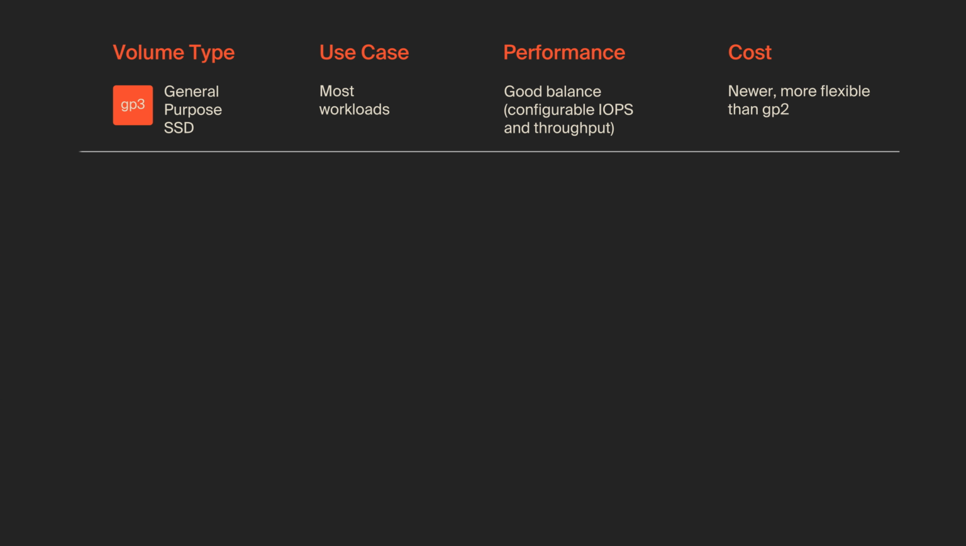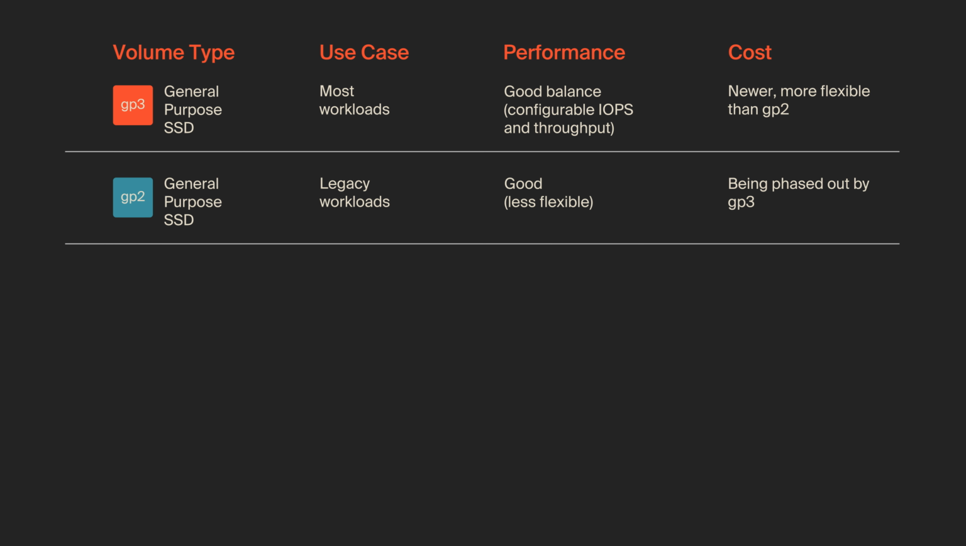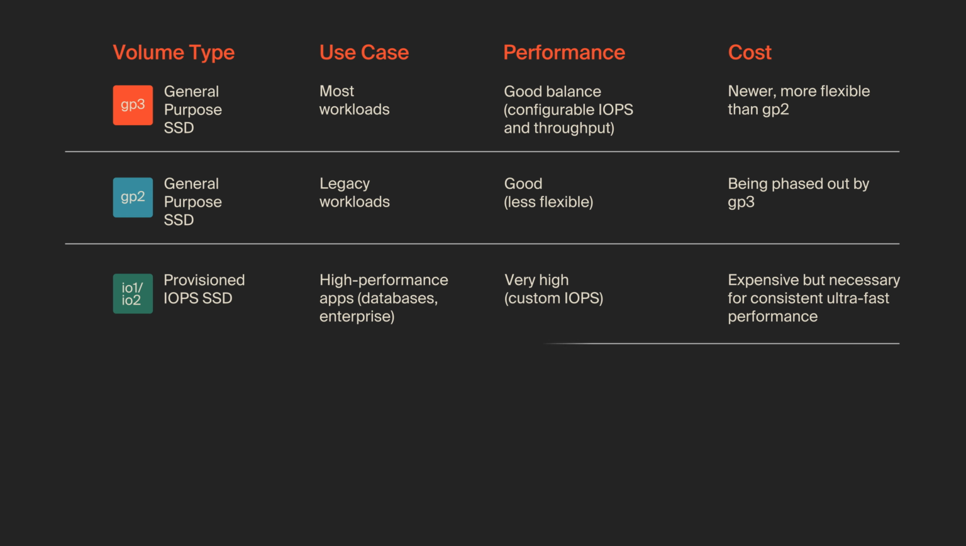AWS gives you multiple EBS volume types to choose from, and picking the wrong one can lead to either poor performance or unnecessarily high costs. So let's break it down. First, you've got general purpose SSDs, GP3 and GP2. These are the go-to for most workloads because they offer a solid balance between cost and performance. GP3 is the newer option, and it's actually cheaper than GP2, while giving you more flexibility to configure IOPS and throughput separately.